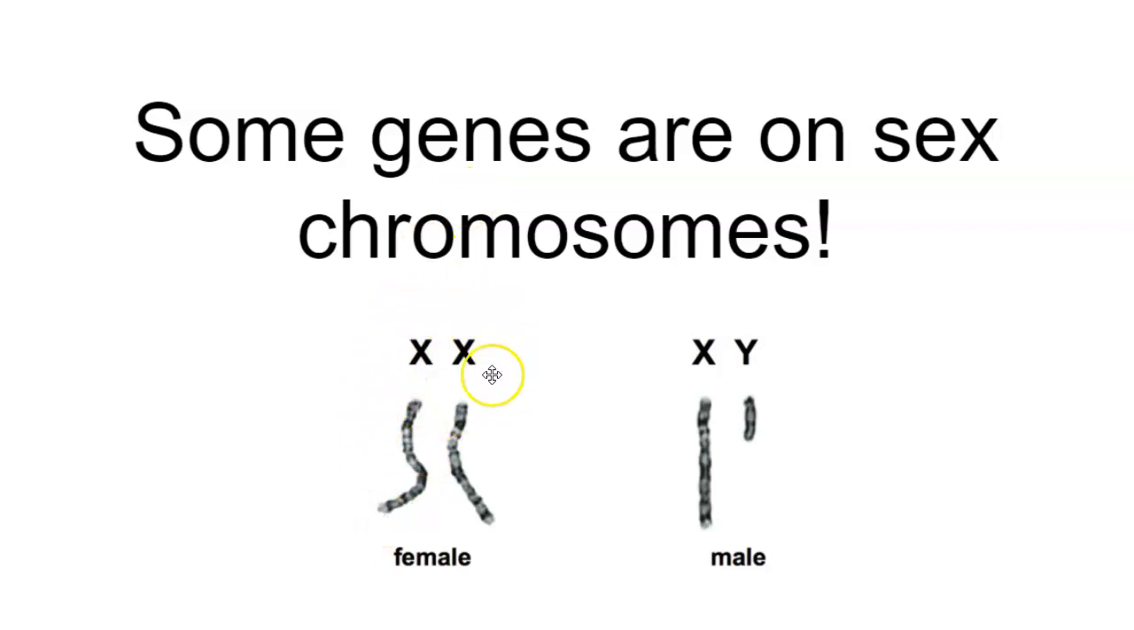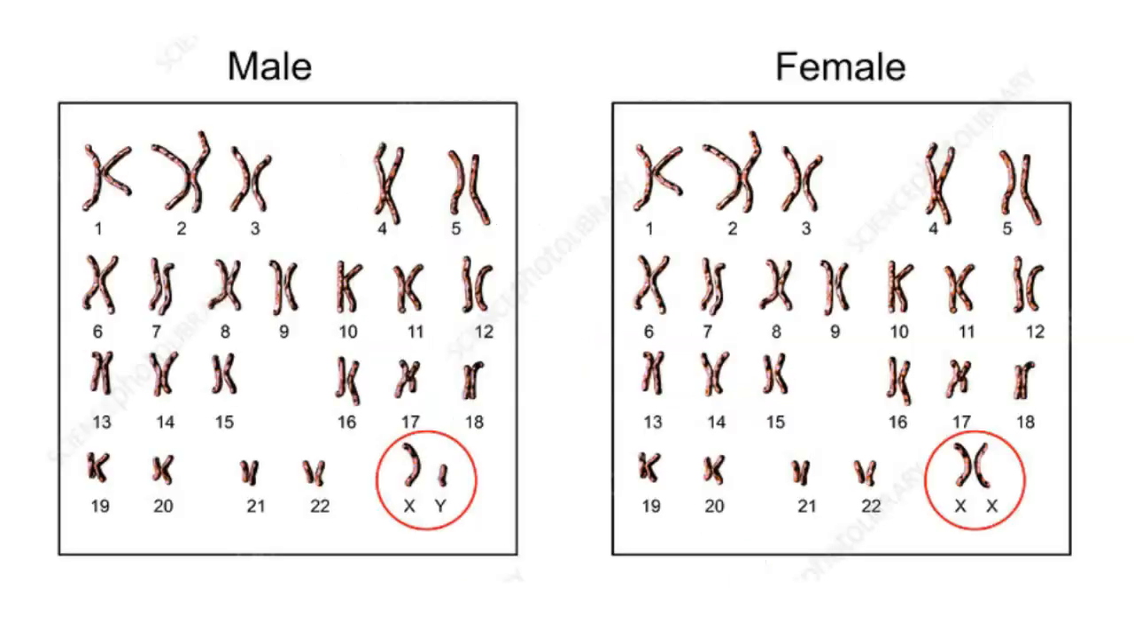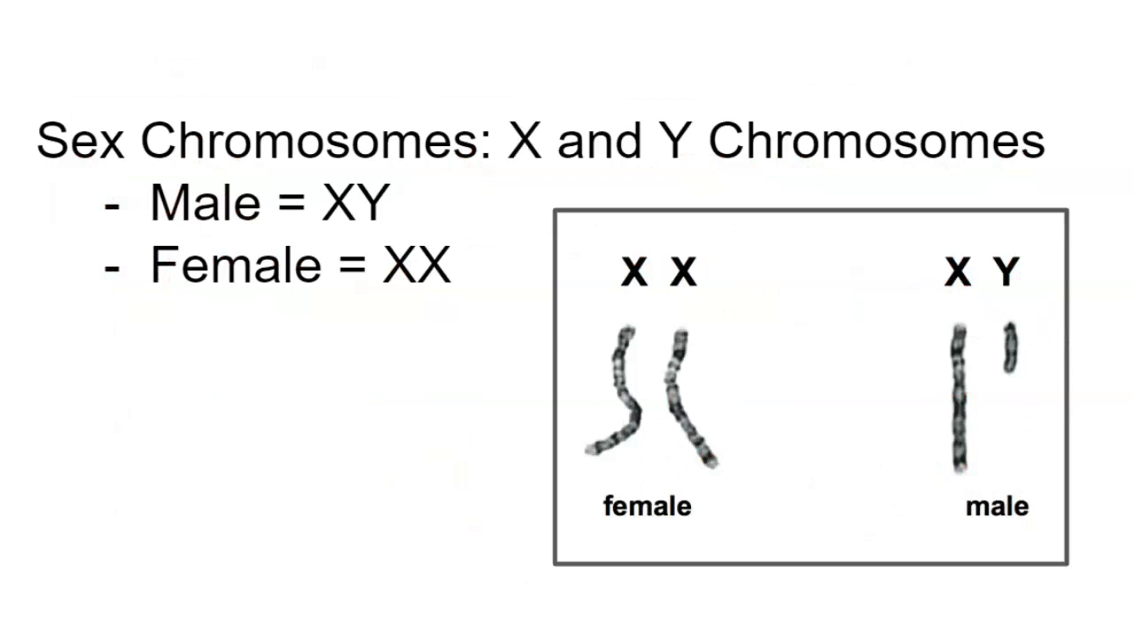The female, typically somebody who has female anatomy, has two X chromosomes. Typically somebody who's got male anatomy has an X and a Y chromosome. And remember, 46 chromosomes, we can see that here. Somebody with male anatomy typically has an X and a Y chromosome. Somebody with female anatomy has two X chromosomes. So if we take a look here, males are typically XY, females are XX, and these are our sex chromosomes.